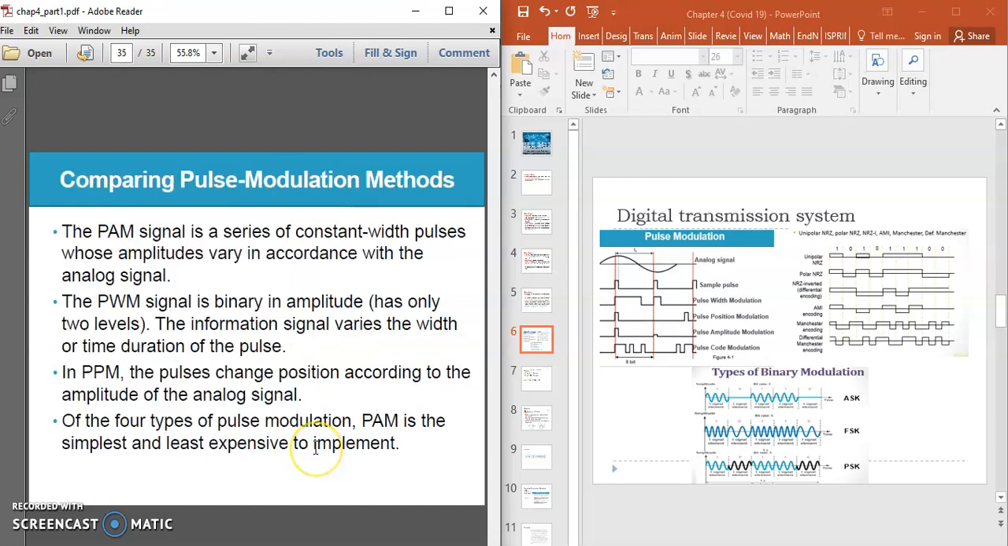Now we go to comparing the pulse modulation methods. The pulse signal is a series of constant width pulses whose amplitude varies according to the analog signal.